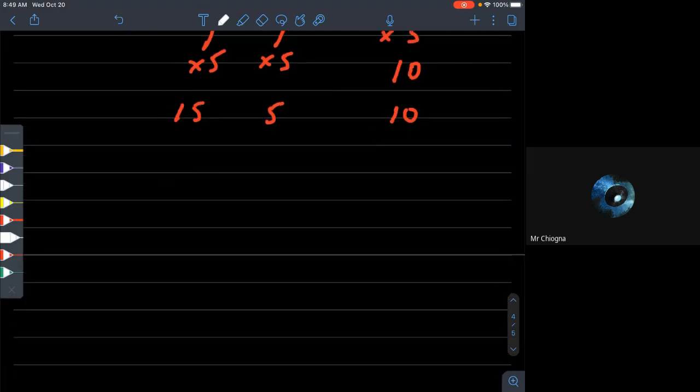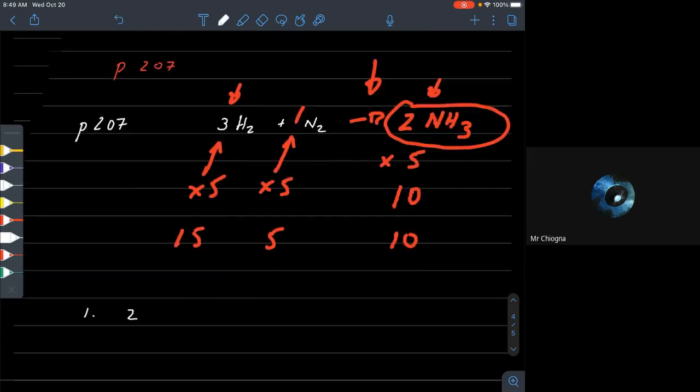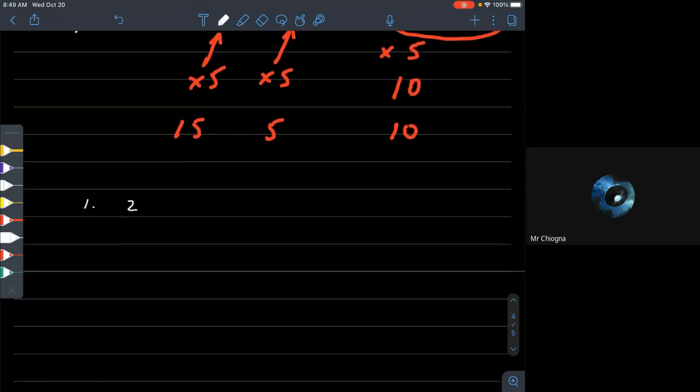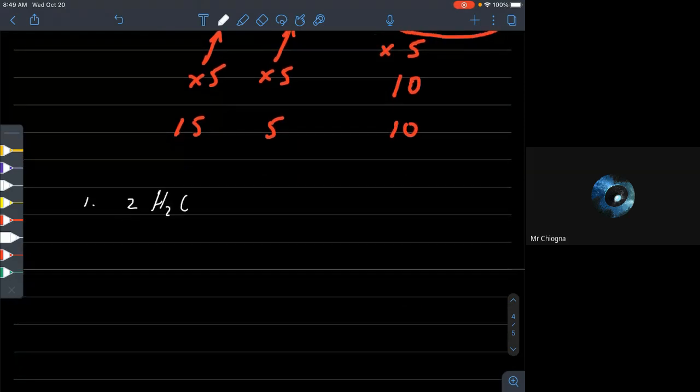Okay, practice problems at the bottom. List the total number of each. So let me write it down here. Number 1. Again, this is all page 207. 2H2O. I would memorize this. This is water. We use it over and over again. Plus 2 sodium fluoride.